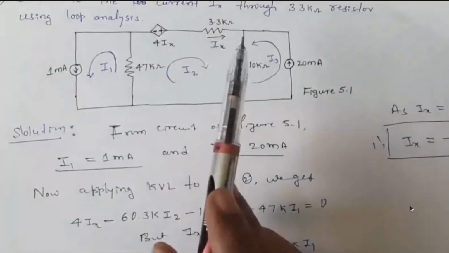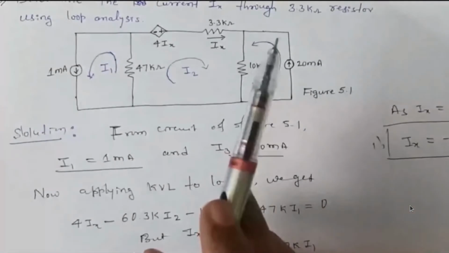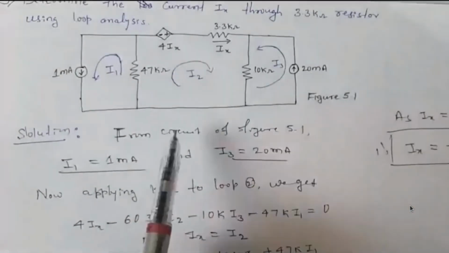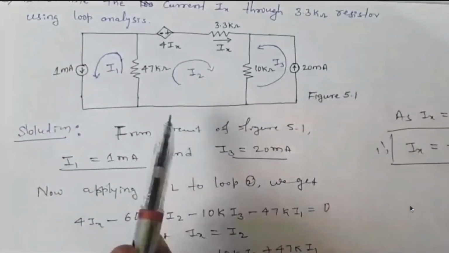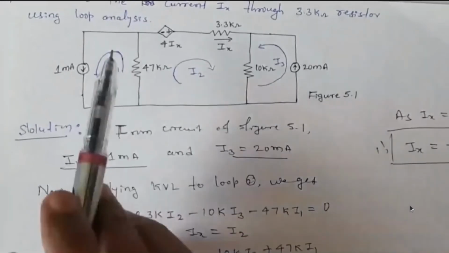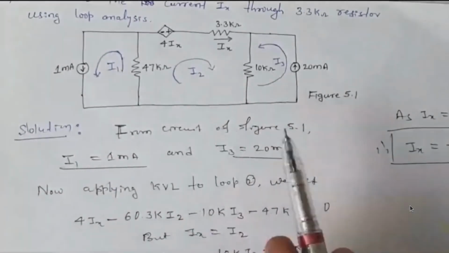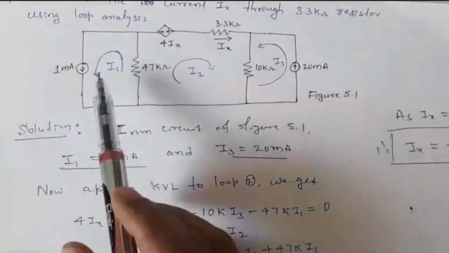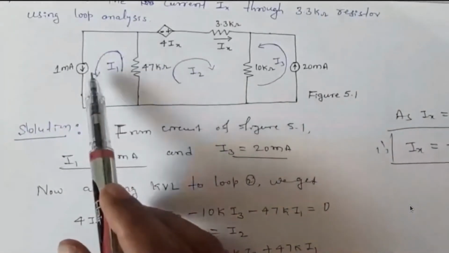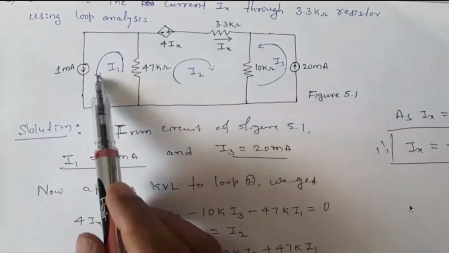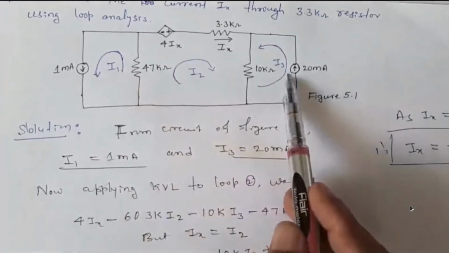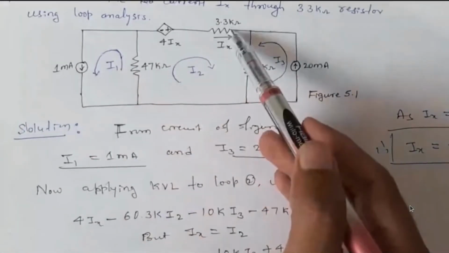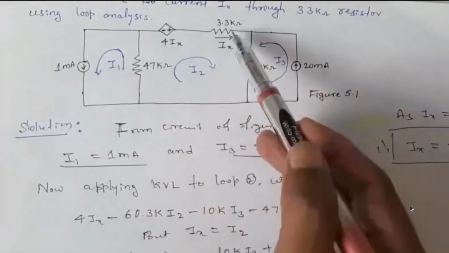Okay, so the simple thing is, whenever current sources have been given, especially in case of loop analysis, you can consider the direction of current sources in any arbitrary direction, but it is better to consider it in the same direction as the given current source. Because of that, I1 I considered like this, I3 I considered like this, and because I should find Ix, I considered I2 in the direction of Ix.